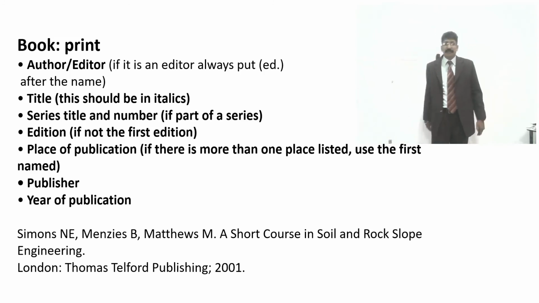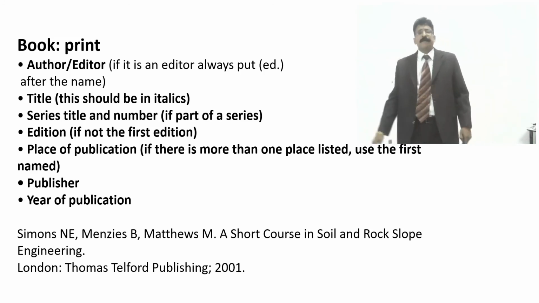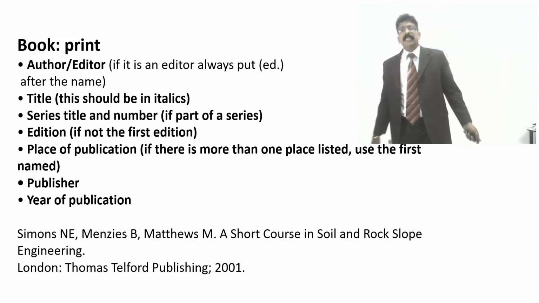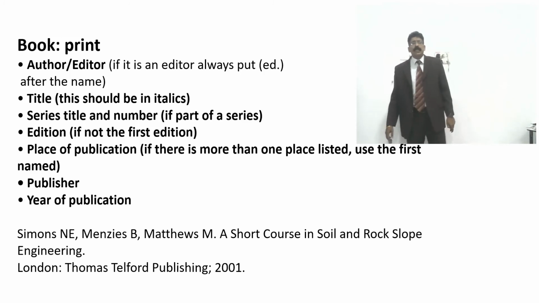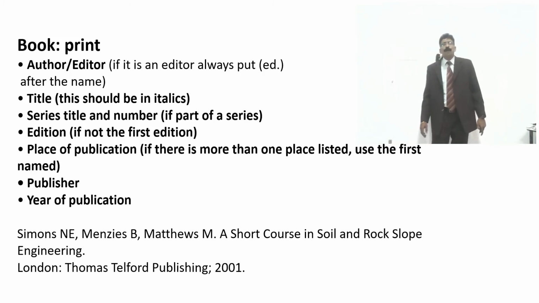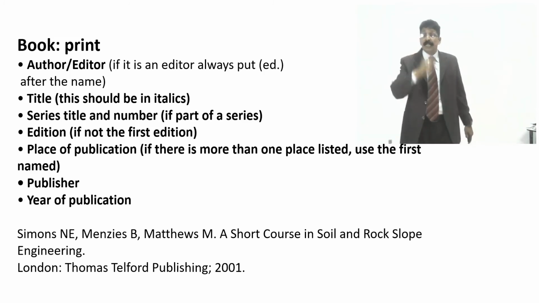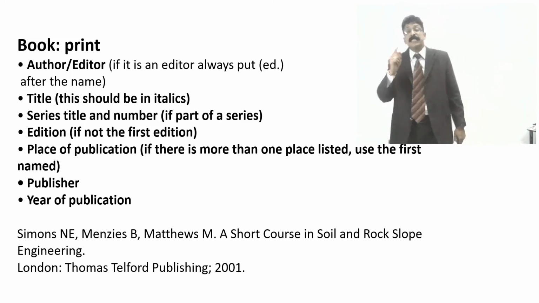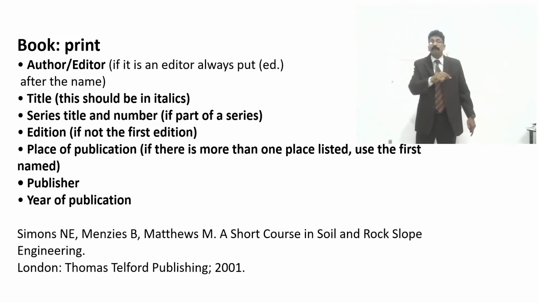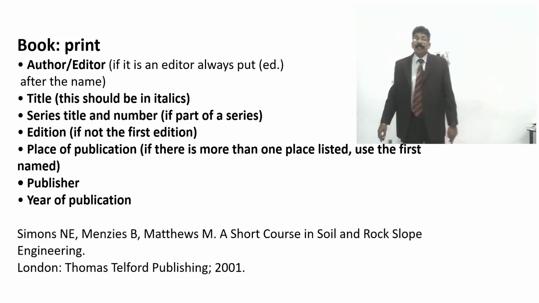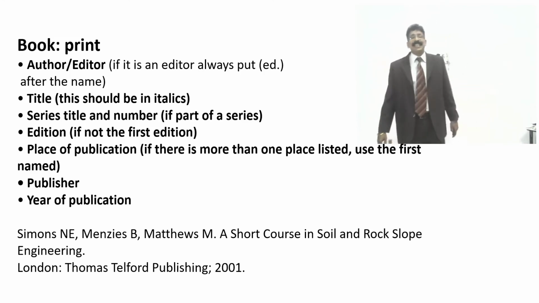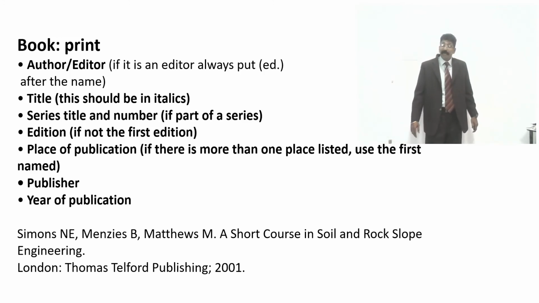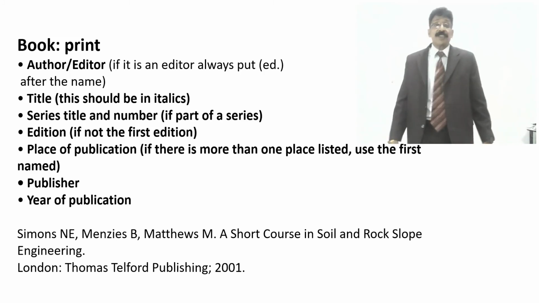But first, starting from a printed book which is available in the library, and journals which you are taking from the library, here is how to write the list out, which I have given here. See, author, editor: if he is an editor, you should mention ed. after the name, and the title should be in italics. Whenever you are writing the title it should be in italics. Then series title, number if part of the series, edition, the place of publication, publisher's name and year of publication.